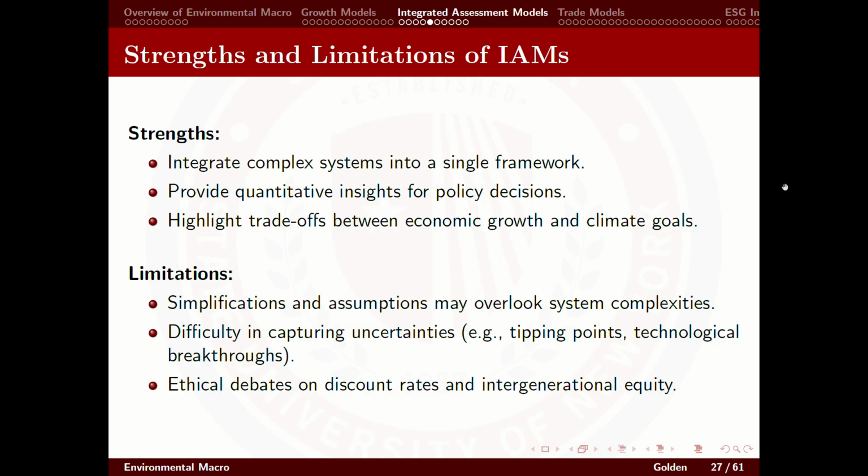And then, there's a lot of ethical debates on discount rates, internal equity. These are definitely things we need to work on, and if you wanted to do it for the project of this class, I would accept even a lit review looking at integrated assessment models and where you think you might be able to make progress long-term.